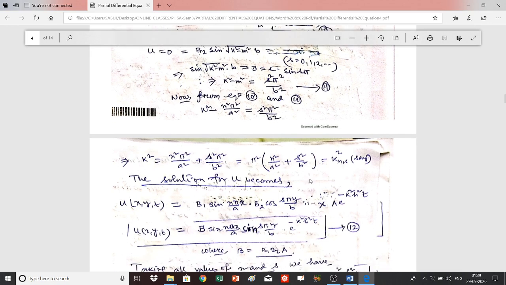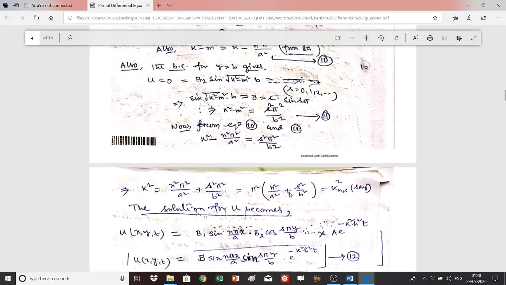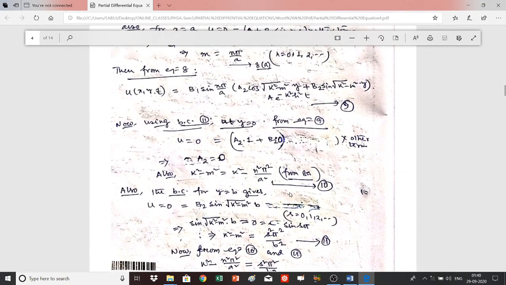So now the solution becomes u(x,y,t) equal to b1 sin n pi x by a, then b2 sin s pi y by b, into e to the power minus k square alpha square t. So finally, b1, b2 and a, all these terms make another constant, that is b, and sin n pi x by a sin s pi y by b into e to the power minus k square alpha square t. This is now the solution that comes.